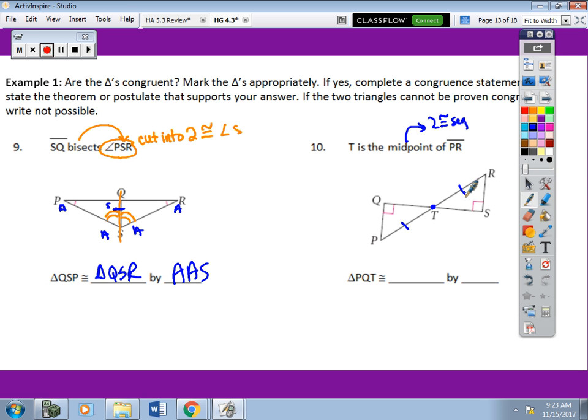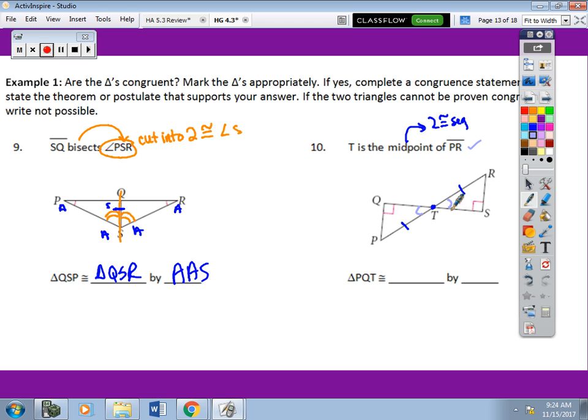If this were a proof, definition of a midpoint. T is the midpoint of PR. Okay? That's all I can do with that. I cannot mark those congruent to that because it doesn't say T is the midpoint of QS. We don't know that. But we do see what else in the picture? Gail? Vertical angles, which we know by the vertical angles theorem, those are congruent.